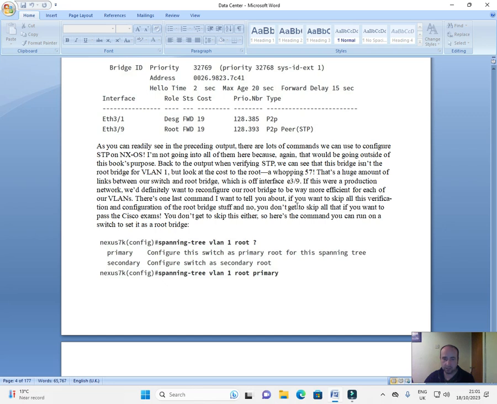If you want to skip all of this verification and configuration of the root bridge stuff, and no, you don't get to skip all of it if you want to pass the Cisco exams. You don't get to skip this either. So here's the command you can run on a switch to set it as a root bridge. Nexus 7K config: spanning-tree VLAN 1 root primary. Configure this switch as primary root for this spanning tree. Secondary: configure the switch as secondary root. Nexus 7K config-if: spanning-tree VLAN 1 root primary.